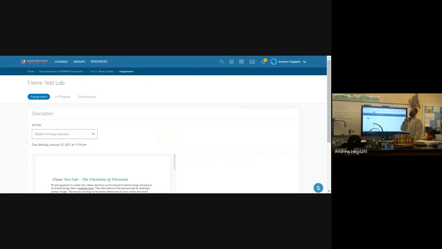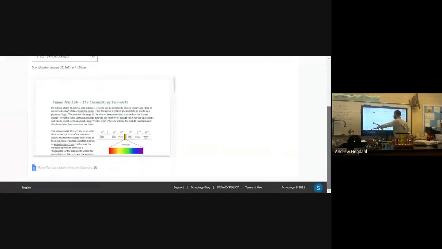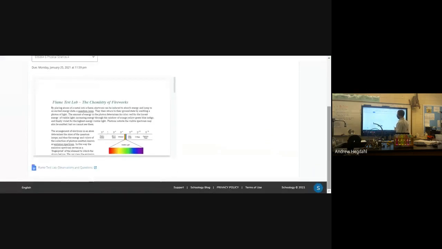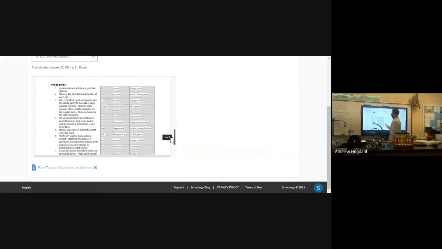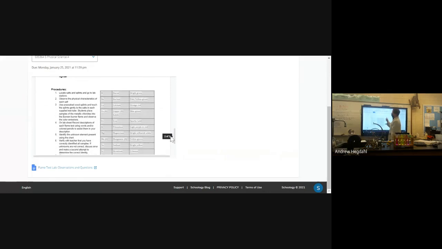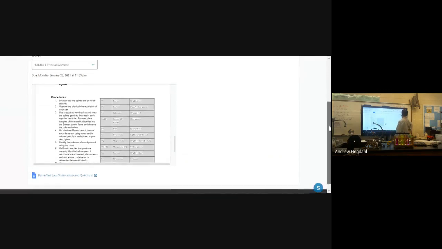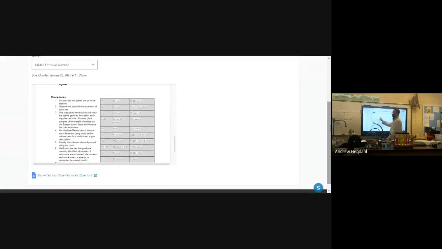Now, something not to forget when you leave here is where to find the information you need for answering your post-lab questions, okay? Your actual assignment is going to be down here, and the information that you need to help you answer your post-lab questions, like identify the element based off of the color of the flame, is going to be embedded here when you open up your assignment in Schoology, okay? So don't forget that this information is here.